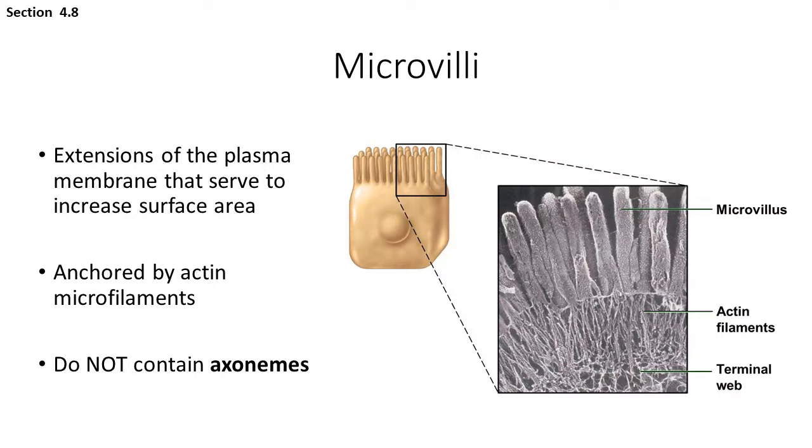Microvilli are extensions of the plasma membrane that increase the surface area of the cell. They are anchored by actin filaments. These actin filaments, you don't see it here, but they move up into the villi. And they do not contain what are called axonemes.